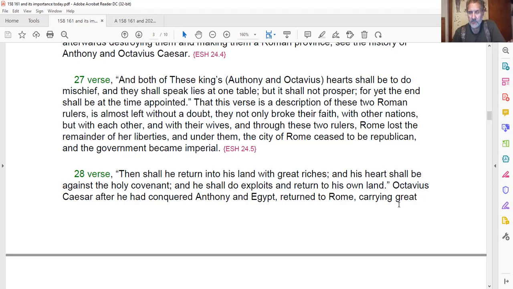Yeah, and that's the way that some people interpret the legs, that it's both imperial and republican Rome. Though Miller doesn't accept that view. No.